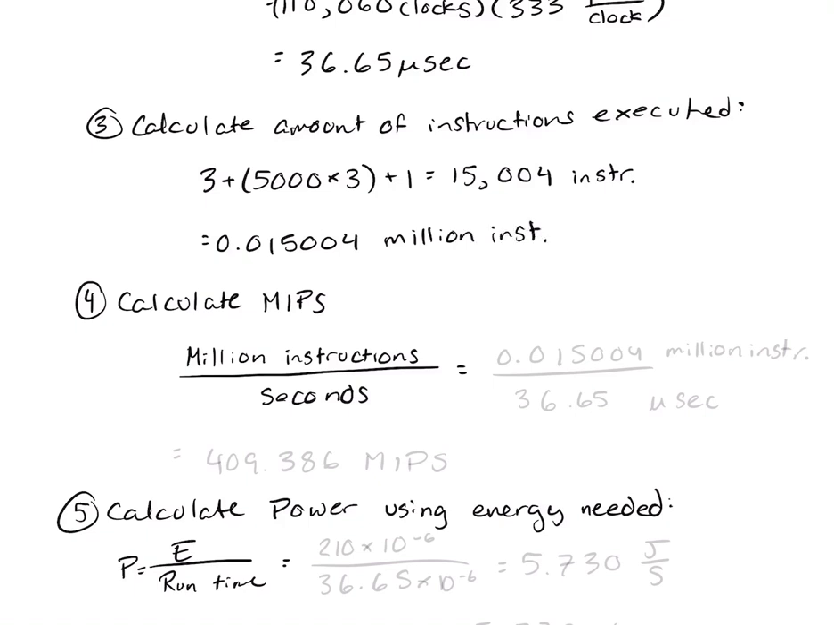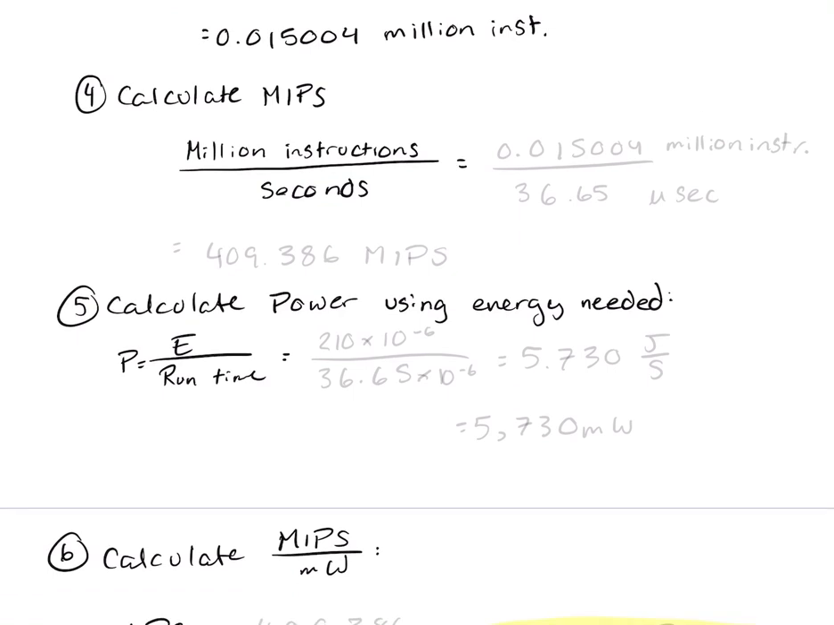The reason we put it in this format is because we're getting into MIPS, or millions of instructions per second. So to calculate MIPS, we have million instructions per second, which, as we calculated before, was 0.015004 million instructions over 36.65 microseconds. This comes out to 409.386 MIPS.